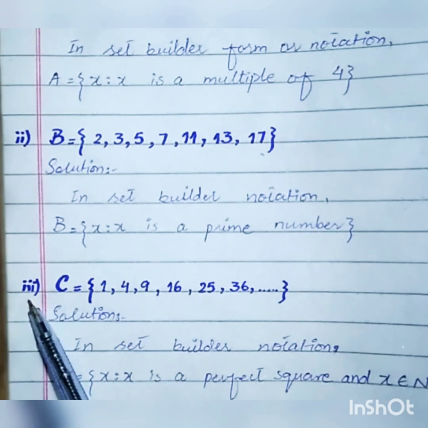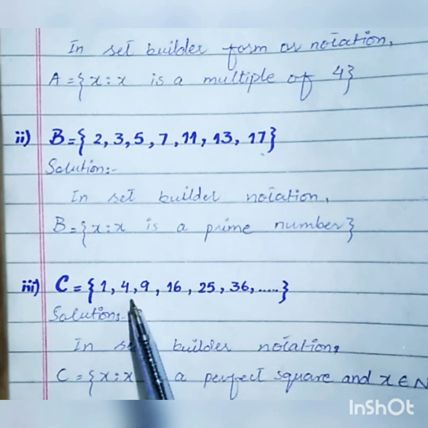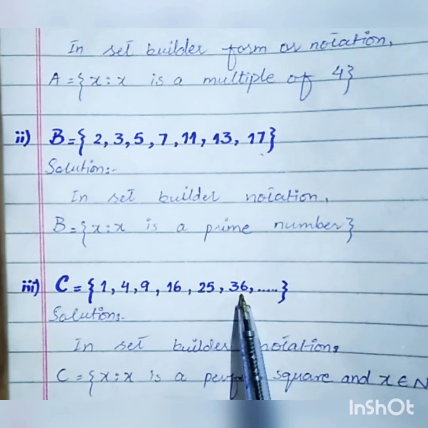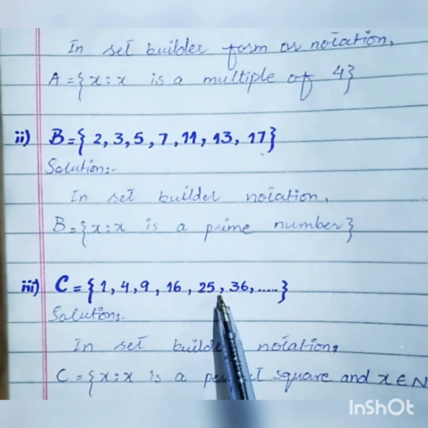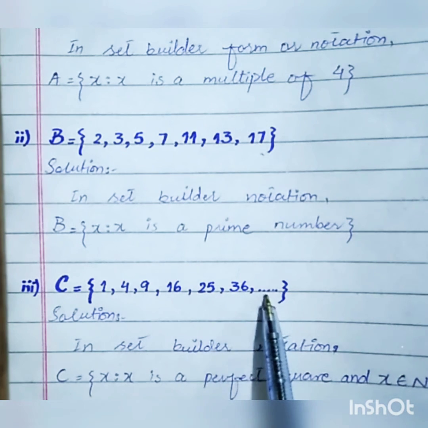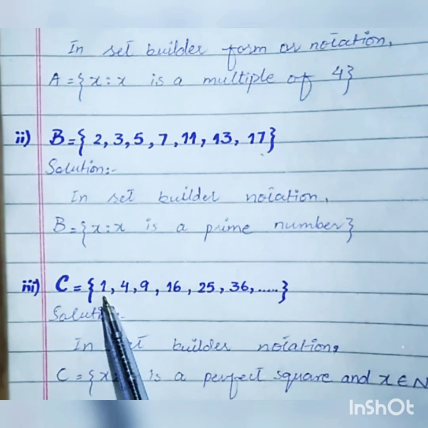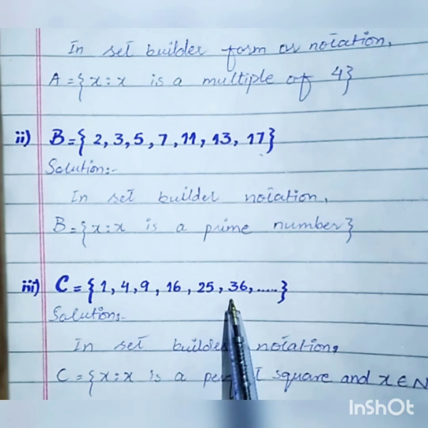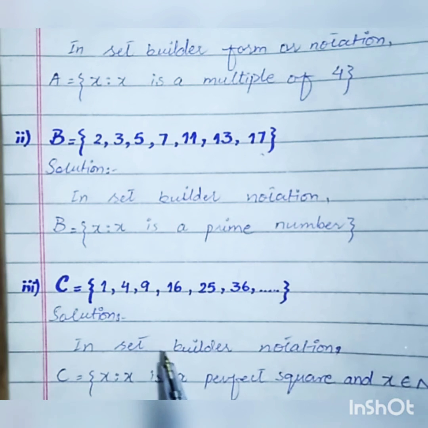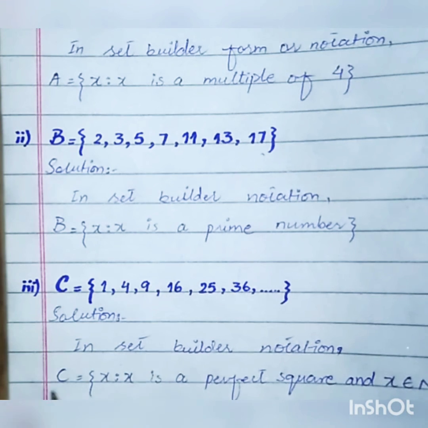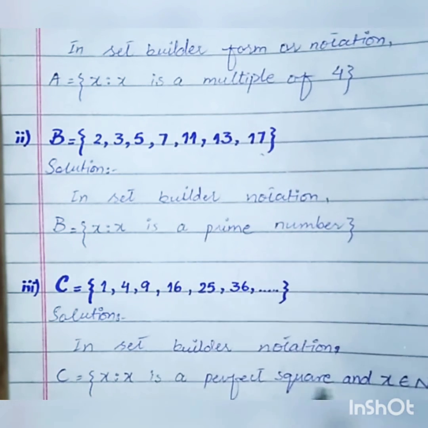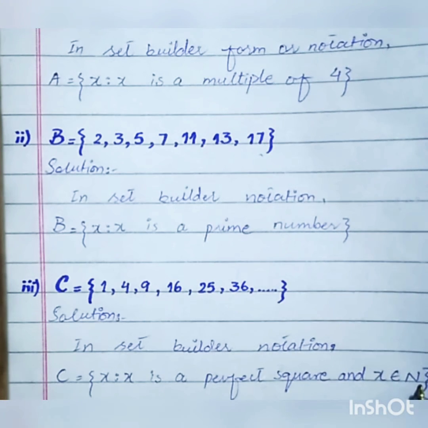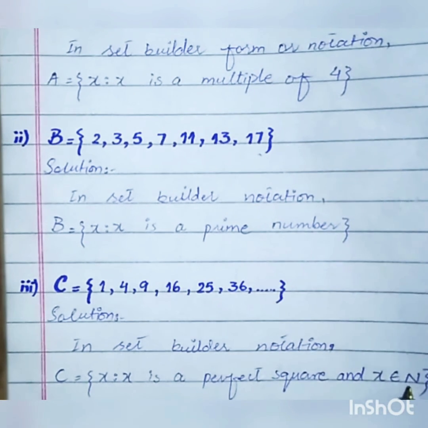Next, move towards part number 3, which is C is equal to the set 1, 4, 9, 16, 25, 36 and so on. As we know that the natural numbers are 1, 2, 3, 4, 5, 6, 7, 8 and so on, you can see that these are the squares of natural numbers. So in order to write it in set builder form, we will write it as C is equal to the set of all x such that x is a perfect square and x belongs to natural numbers, and N represents natural numbers.